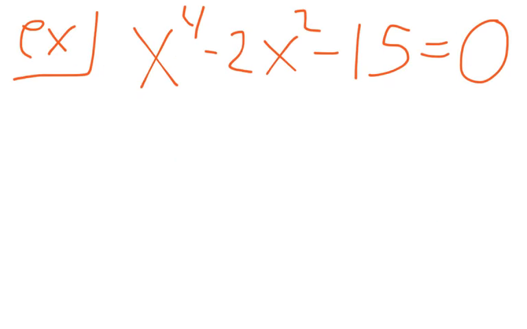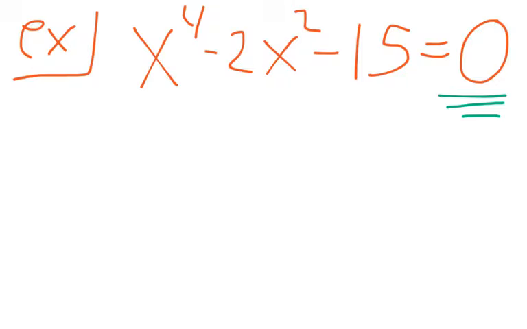The first one I got here is x to the fourth minus 2x squared minus 15, and of course all equals 0. Don't forget, like before, this is what you want to have. You want everything on the one side. Get it all on the one side, organize yourself, organize your life, so it all equals 0. Once I got this, I can go ahead and proceed.